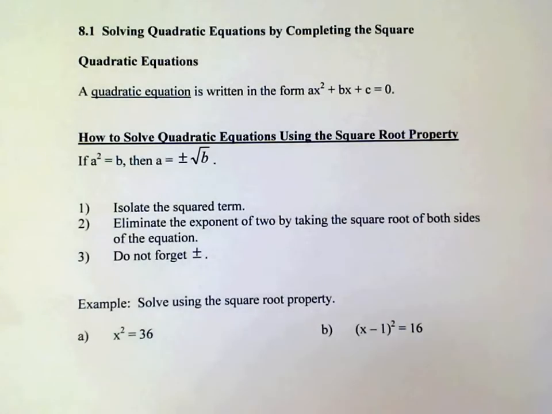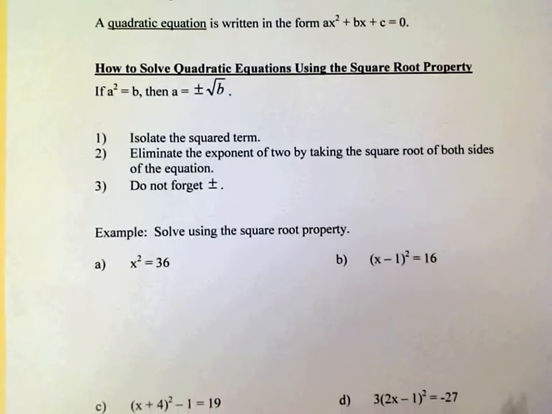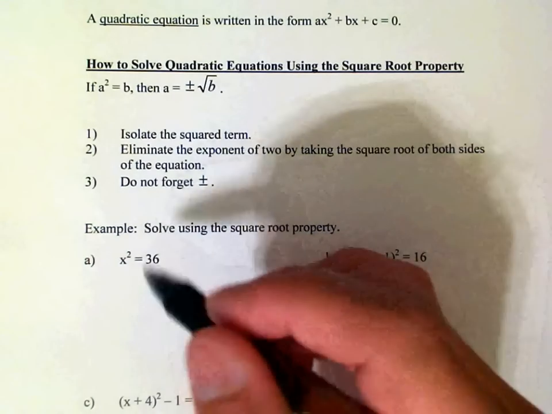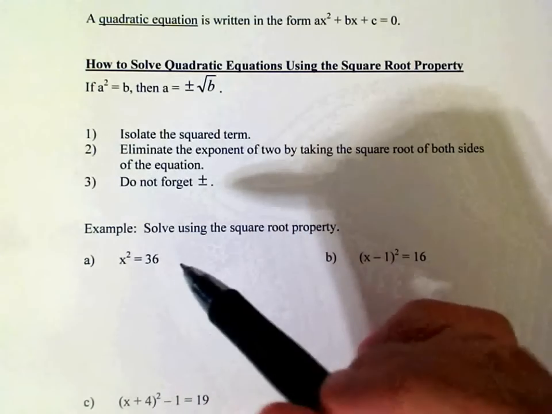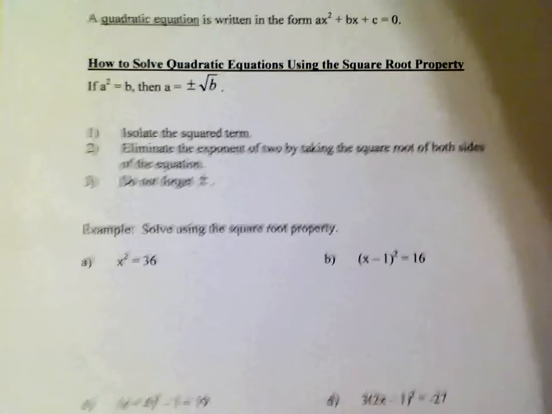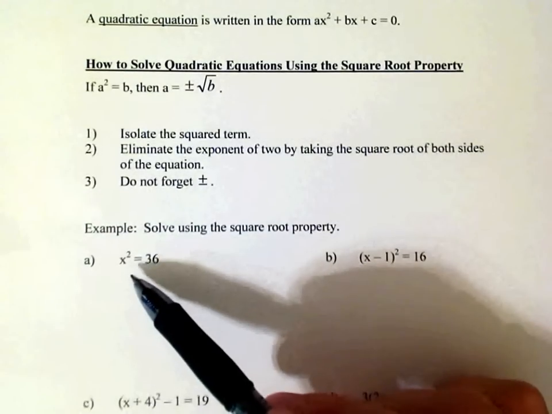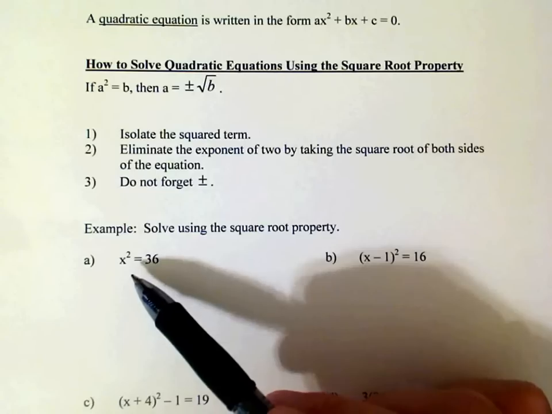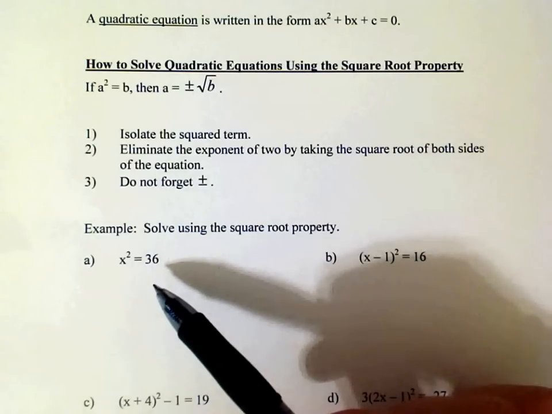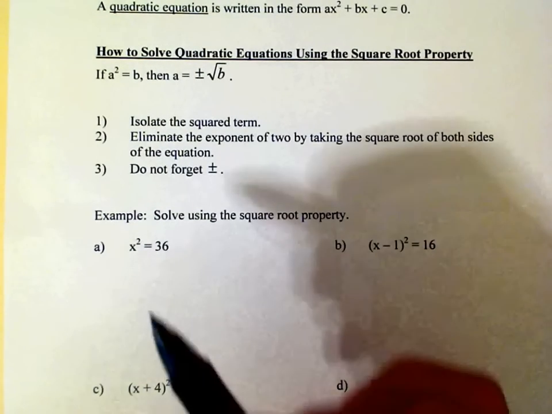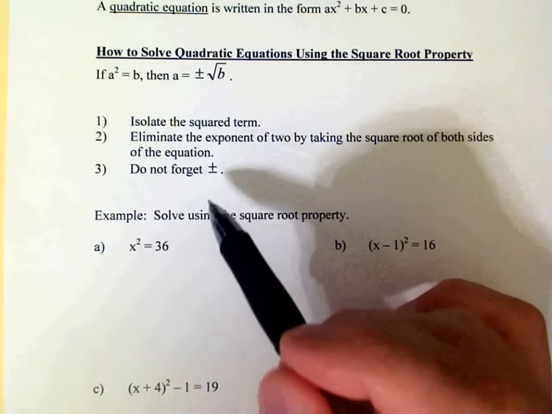I'll do this first example to give you an idea of what we're talking about. We're going to solve using the square root property. Start with question A. X squared equals 36. Now before I actually do this, I want you to think about it. It's asking what number squared equals 36. We know that 6 squared is 36, but if you take a negative 6 and square it, you also get 36. That's why there's going to be two different answers, plus or minus.